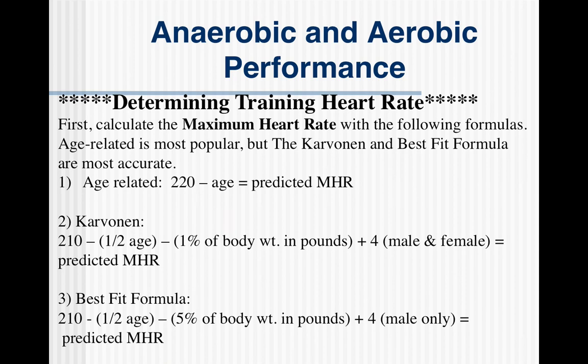In this section, we will review how to determine training heart rates for aerobic and anaerobic activities. First, you must calculate the maximum heart rate using one of the following formulas. The age-related is the most popular, but the Carbonin and Best Fit formula are the most accurate because they take into account weight and gender. The age-related assumes that as a person ages, they are less able to work out at higher intensities, which isn't necessarily the case.